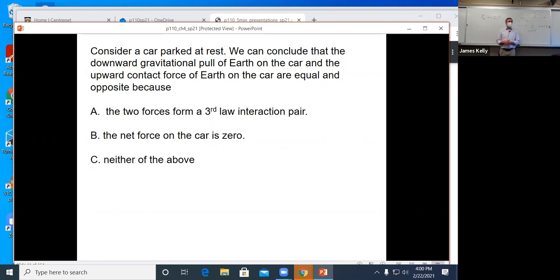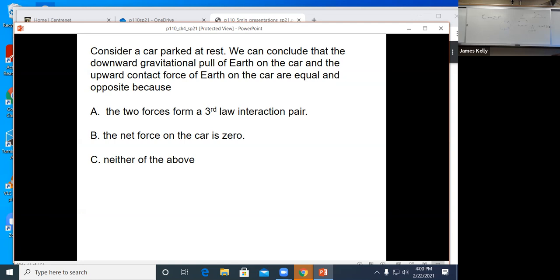Okay, it looks like mostly A's. The two forces form a third law interaction pair. It seems like they would, but they're actually not a third law interaction pair. Remember, when there's a third law interaction pair, we're talking about the force of one on the other and the force of the other on the one. Here, the two forces are the gravitational force down on me and the upward force on me from the floor, right? Or in this case of the car.